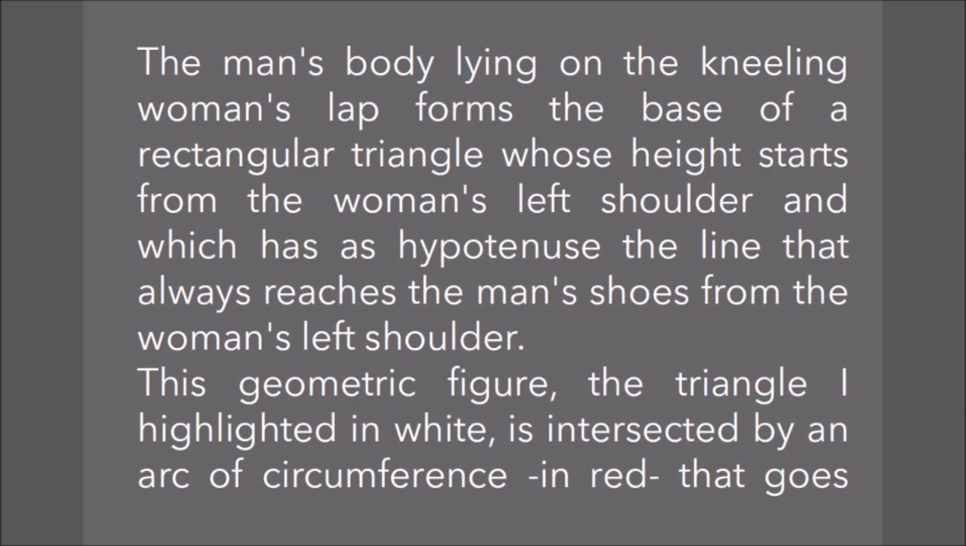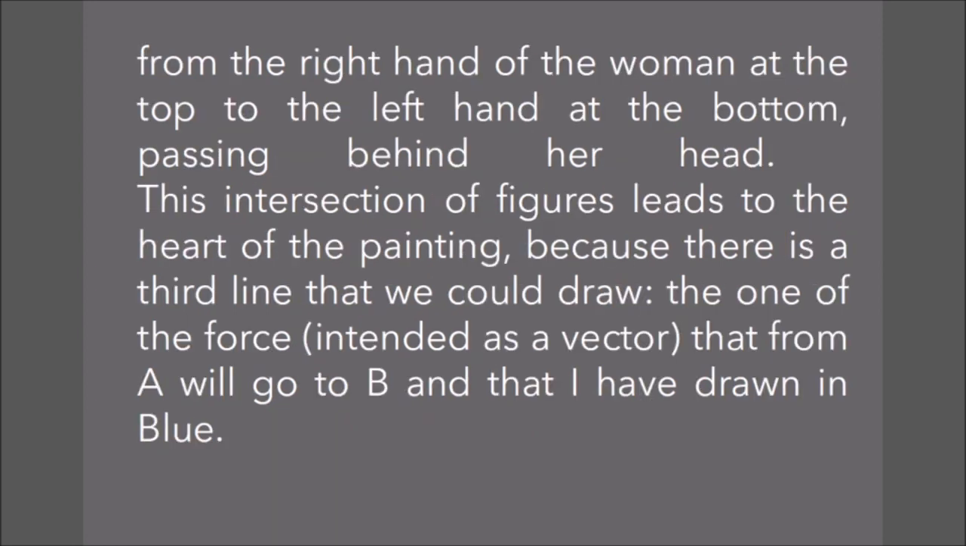This geometric figure, the triangle I highlighted in white, is intersected by an arc of circumference in red that goes from the right hand of the woman at the top to the left hand at the bottom, passing behind her head. This intersection of figures leads to the heart of the painting, because there is a third line that we could draw, the one of the force, intended as a vector, that from A will go to B, and that I have drawn in blue.